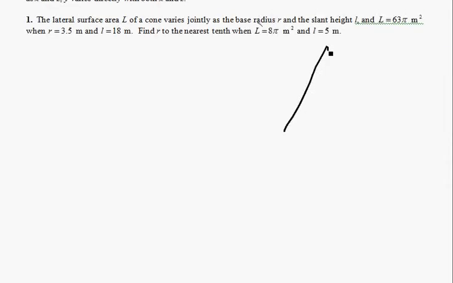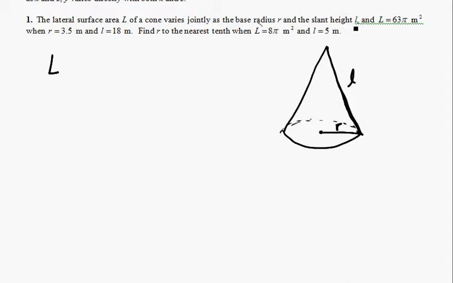Now, it's not necessary to do this problem, but we might first remind ourselves of what a cone looks like and what these various terms mean. Well, a cone has a circular base, and the radius of that circle is what we call the radius of the cone, or little r. The slant height is this length here. That's our lowercase l. And the lateral surface area is the area around the surface of the cone, excluding the base.